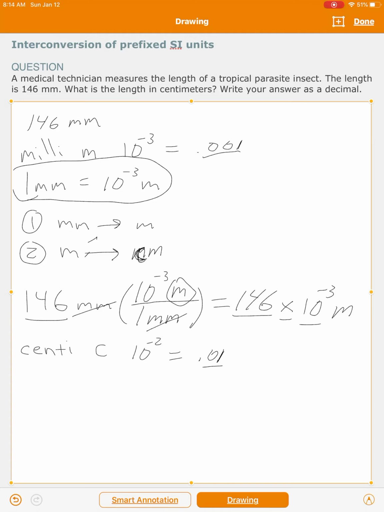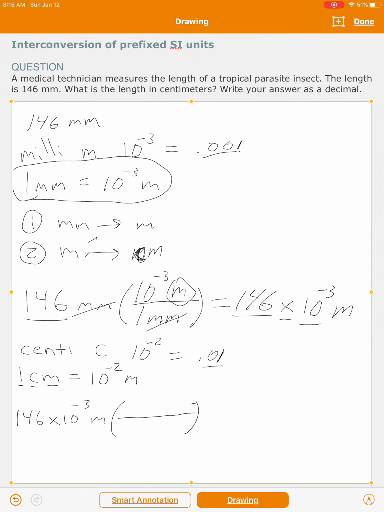So now, same thing, we do a conversion factor. So 1 centimeter would be equal to 10 to the minus 2 meters. So see the format of this? There's the number, then there's the prefix, then there's the measurement unit, the base unit, which is the meter in this case. So we can make a conversion factor out of this. So we take our number, 146 times 10 to the minus 3 meters, and we ask ourselves, what's the conversion factor we want to use?